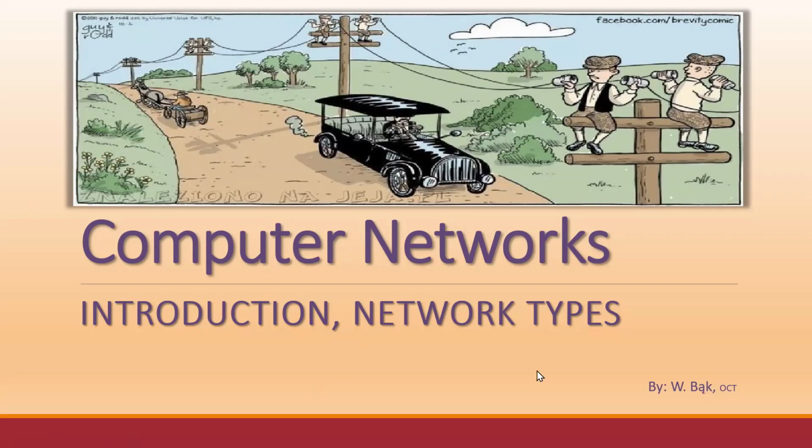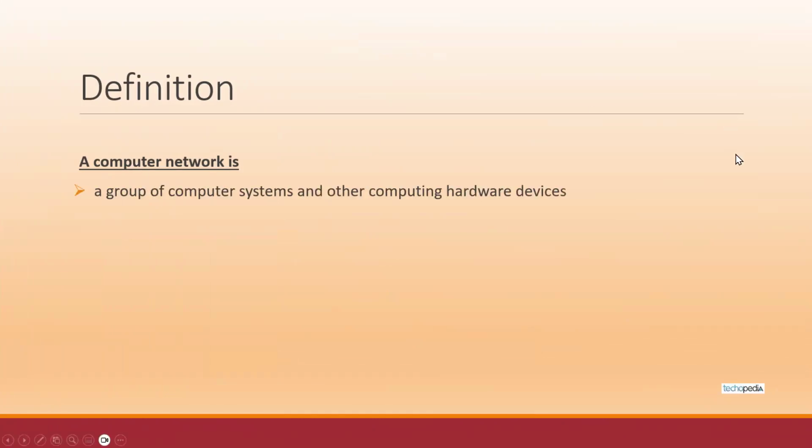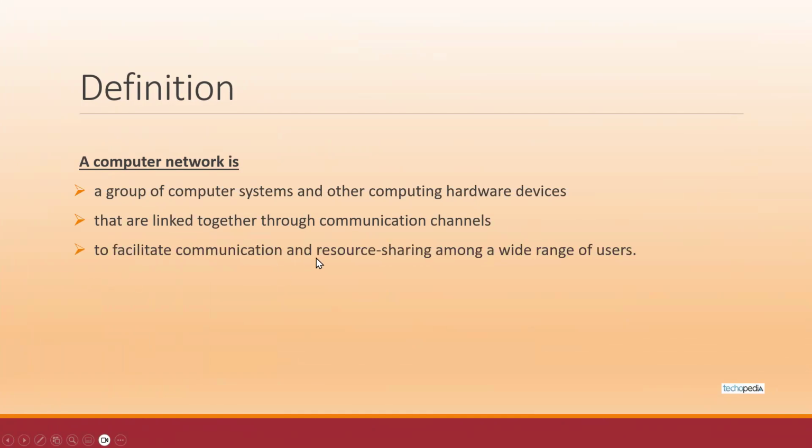All right, so let's go to network types. Definition again: a computer network is a group of computer systems and other computing hardware devices that are linked together through communication channels to facilitate communication and resource sharing among a wide range of users.